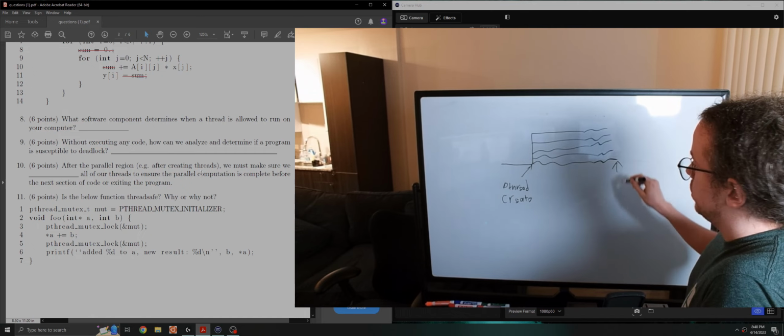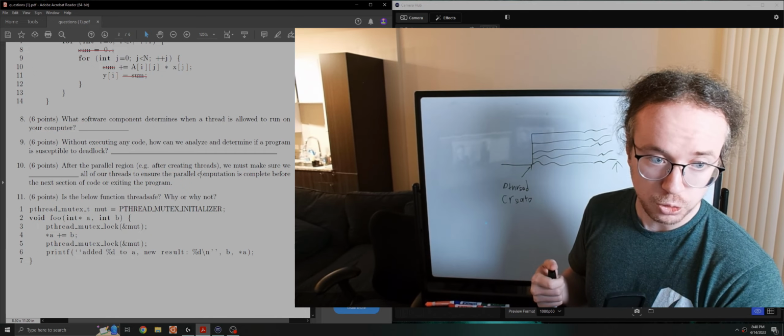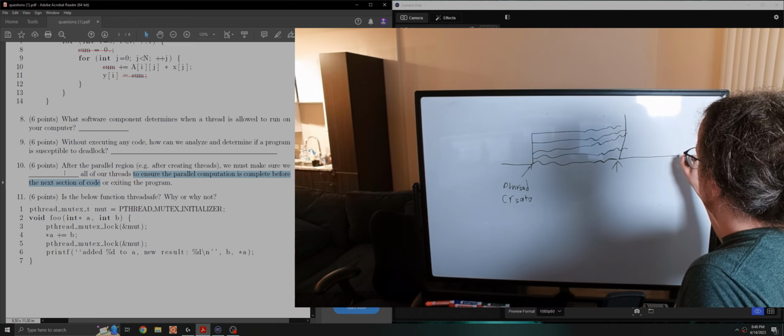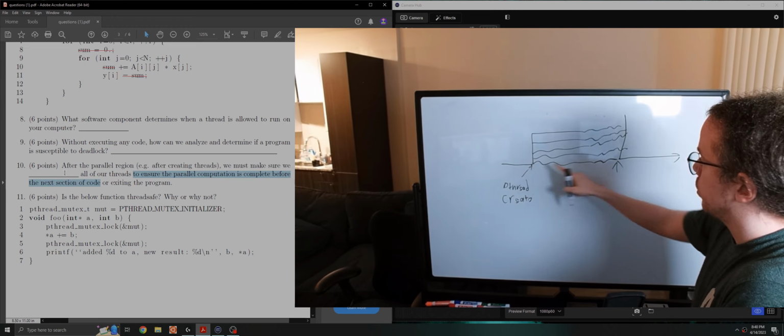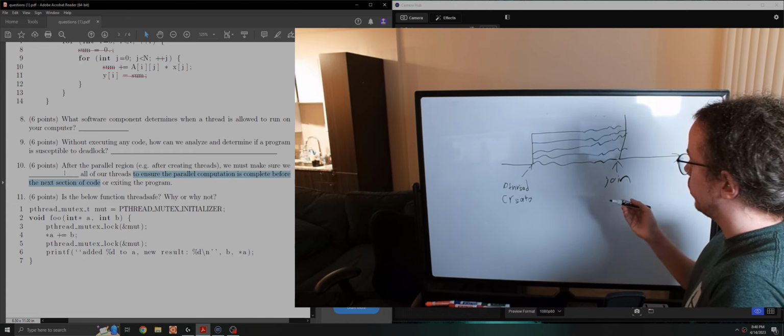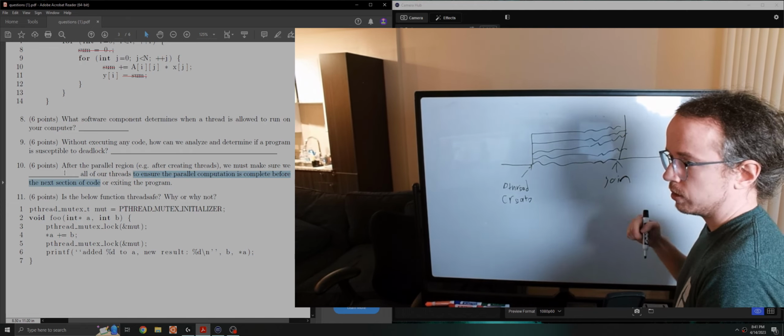For the main thread to ensure all the parallel computation is complete, this is the key part of this, to ensure the parallel computation is complete before the next section of code, basically the question is, how do you turn these back into a single thread again? How do you go from one thread to one thread? After a parallel region, you join them. Hopefully you've written this code several times. You create the threads, you join the threads.